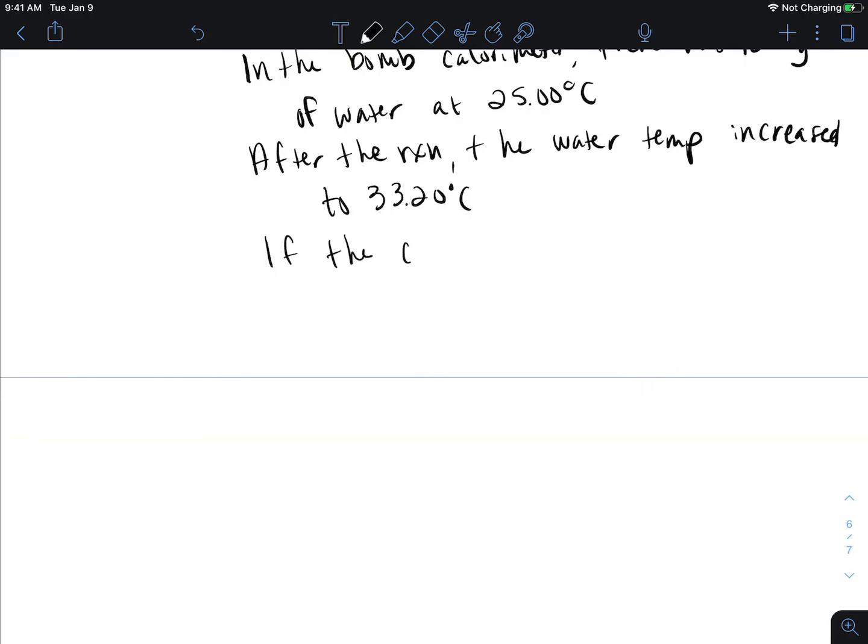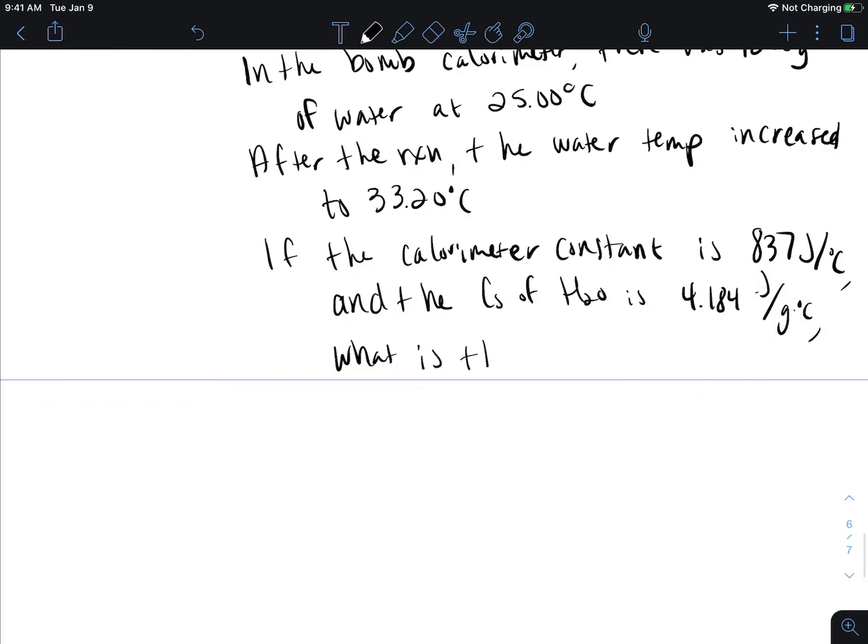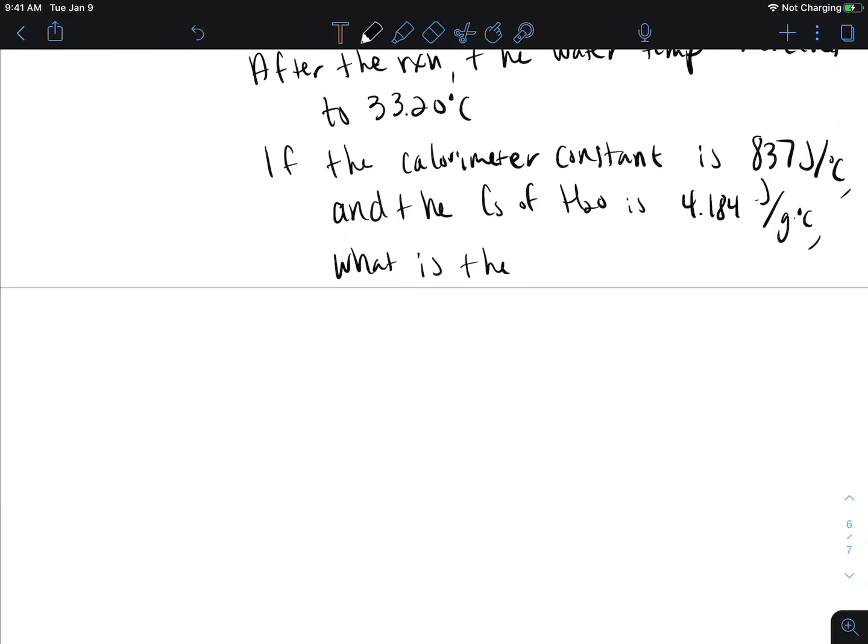If the calorimeter constant is 837 joules per degree Celsius, and the specific heat of water is 4.184 joules per gram times degree Celsius, what is the heat of combustion of octane in kilojoules per mole?